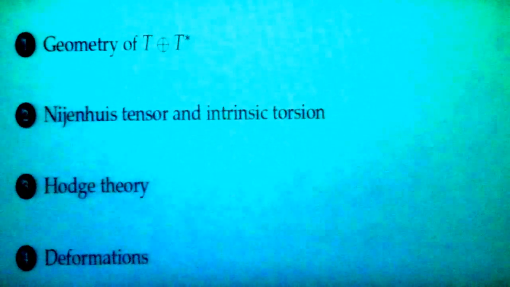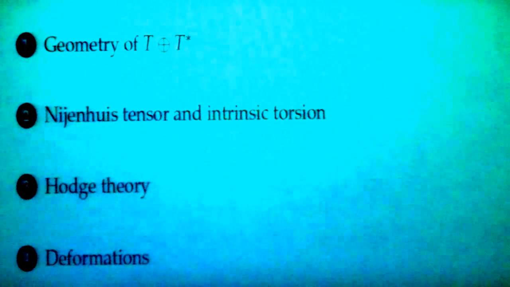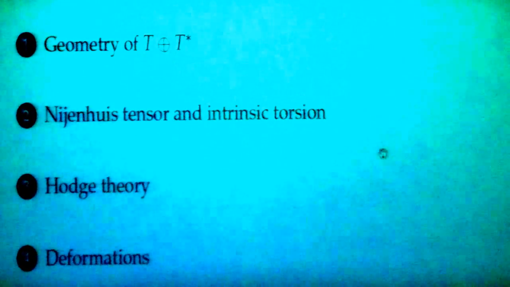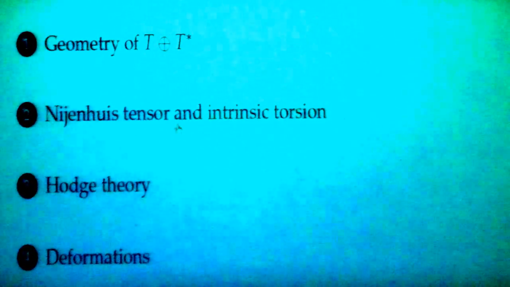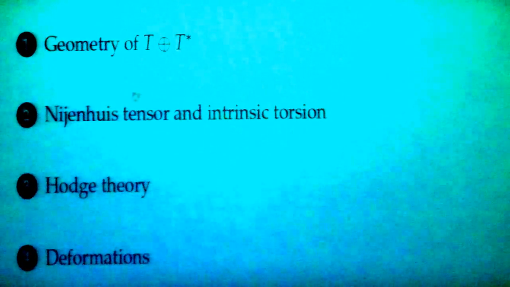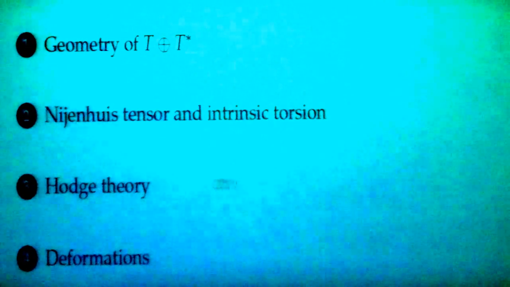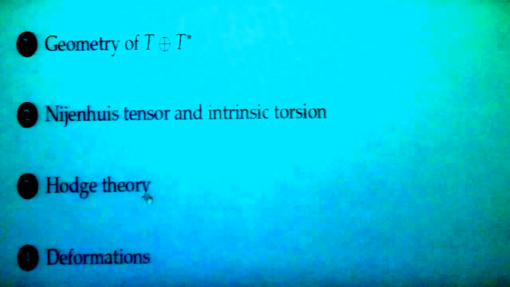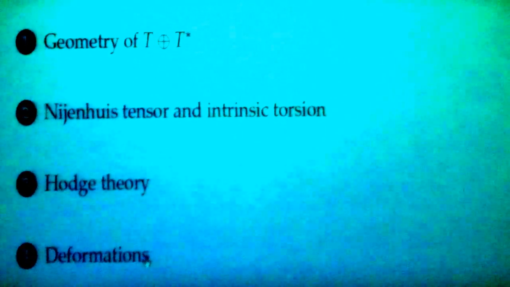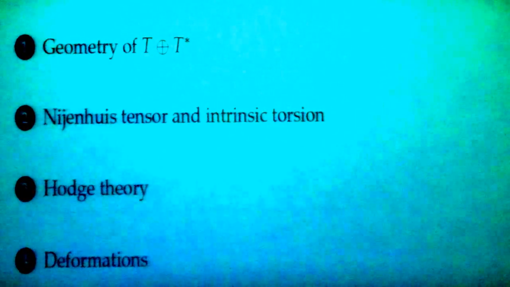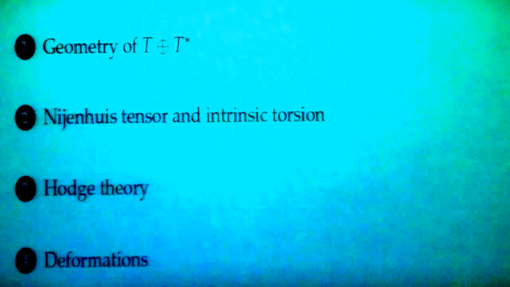So this is the outline of the talk. I'll start telling you about the geometry of T plus T star. Then I'll go into the Nijenhuis tensor, so the lack of integrability of a generalized complex structure, and get intrinsic torsion out of it. And then I'll develop Hodge theory for a bunch of things. And if everything works well, we still can do deformations at the end of the talk. Okay? Are we okay until now?